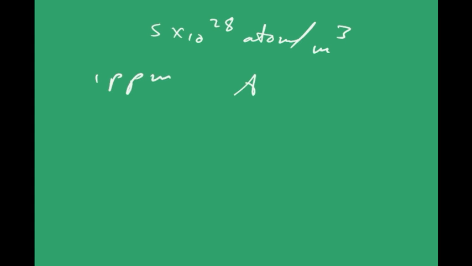Let us solve this problem. Suppose a pure silicon crystal has 5 × 10^28 atoms per meter cube. It is doped by 1 ppm, 1 part per million concentration of pentavalent arsenic. Calculate the number of electrons and holes, given that Ni, the intrinsic carrier concentration, is 1.5 × 10^16 per meter cube.